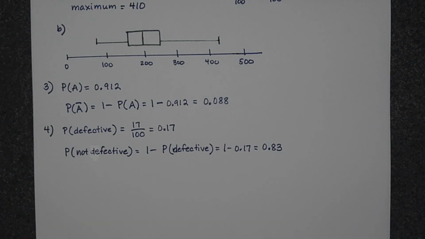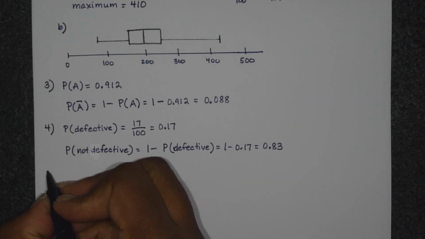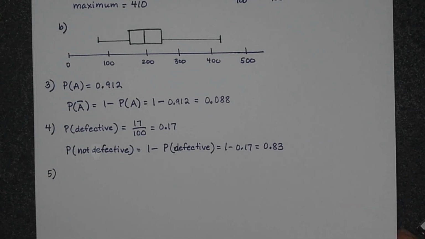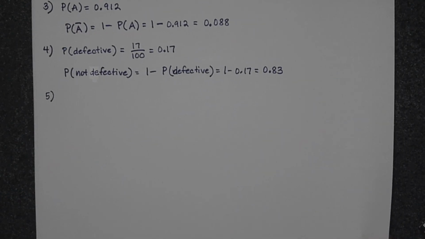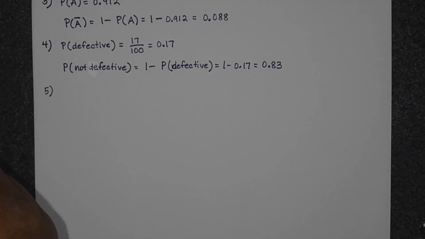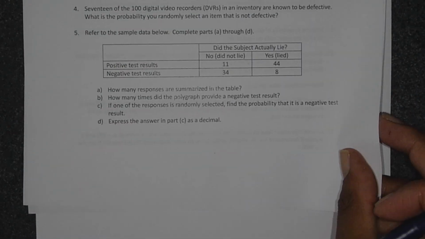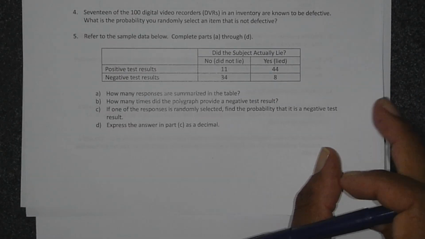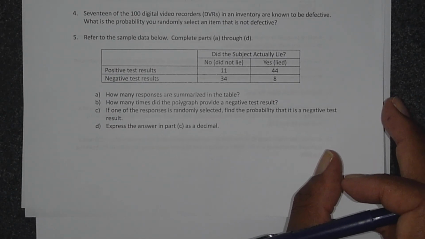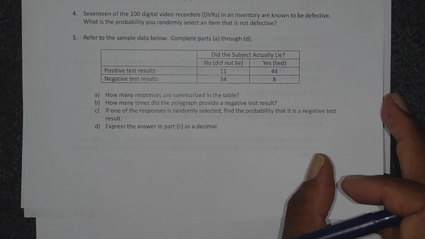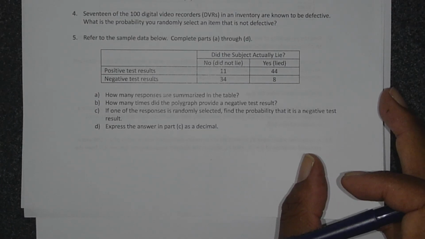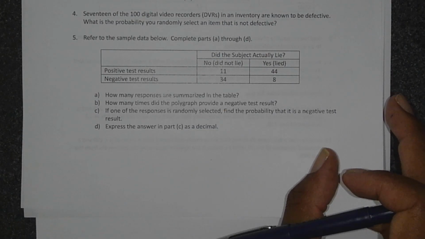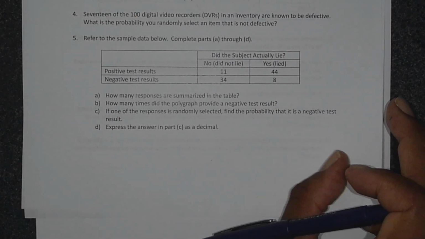Okay. Are there any questions about problem number 4? All right, number 5. Refer to the sample data below and complete parts A through D. All right, so in part A, the question is, how many responses are summarized in the table?